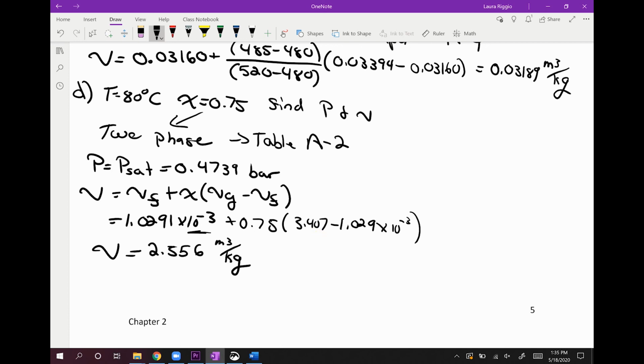In the next lecture, we're going to define enthalpy. So we're going to look up enthalpy in our tables, and we are eventually going to learn how to determine properties for ideal gases.